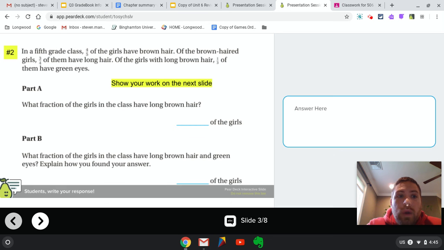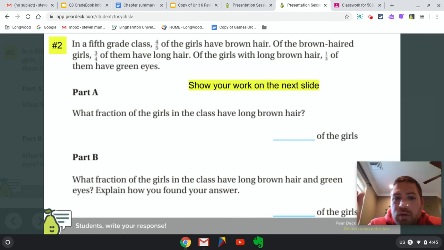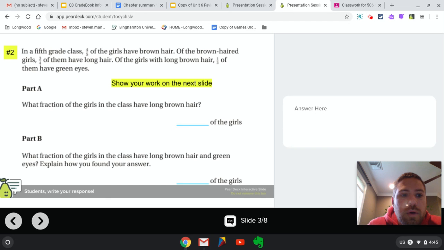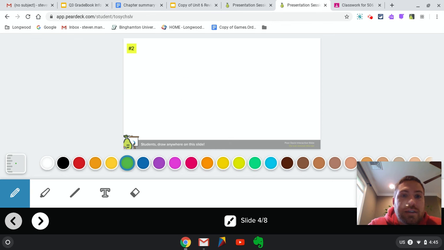So the first part is asking what fraction of the girls in the class have long brown hair. So we have to go back and we know that 4/5, I don't know why that did that. Let me back out. There we go. 4/5 of the girls have brown hair. So that's our first fraction. And of those girls, 3/4 of them have long hair. So we're multiplying for part A, 3/4 times 4/5. So I'm going to do that on this next slide here. So this is just part A that we're looking at.